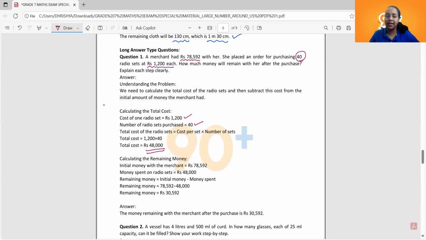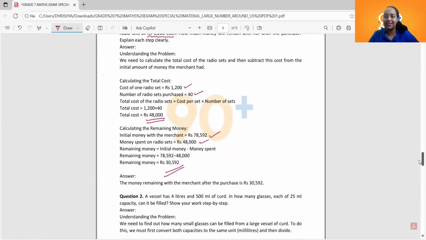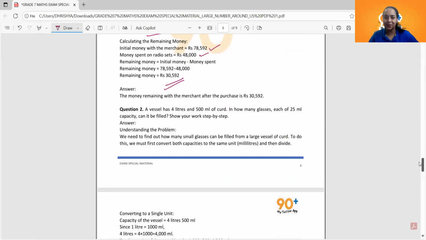Now, the remaining money. How much money did she have initially? 78,592. How much did she spend? 48,000. So how much will be remaining? You will subtract: 78,592 minus 48,000. That will be 30,592. That is the amount remaining. Okay, it's a very easy question. If you read the question very well, it's very easy.